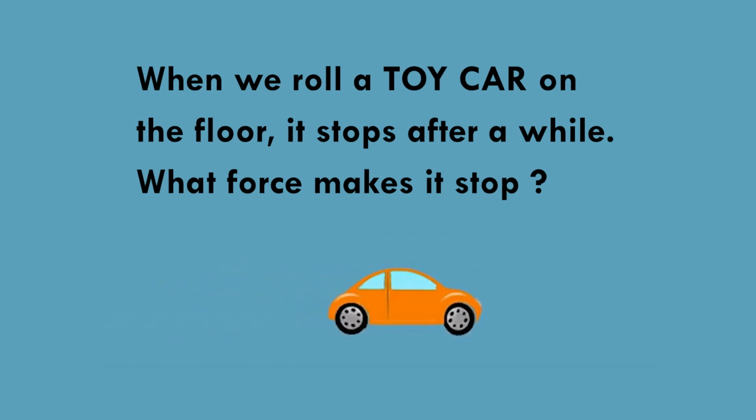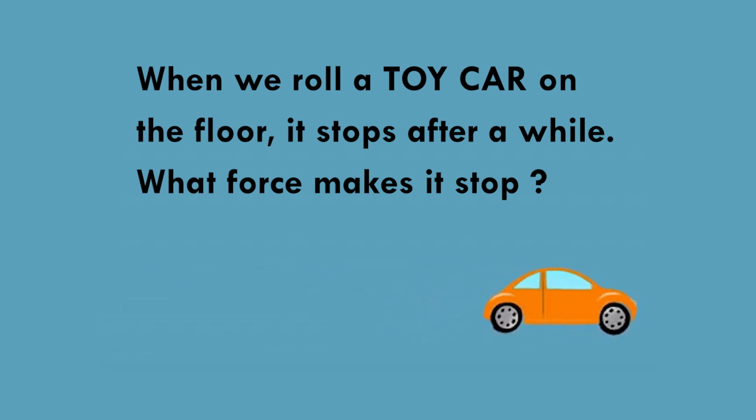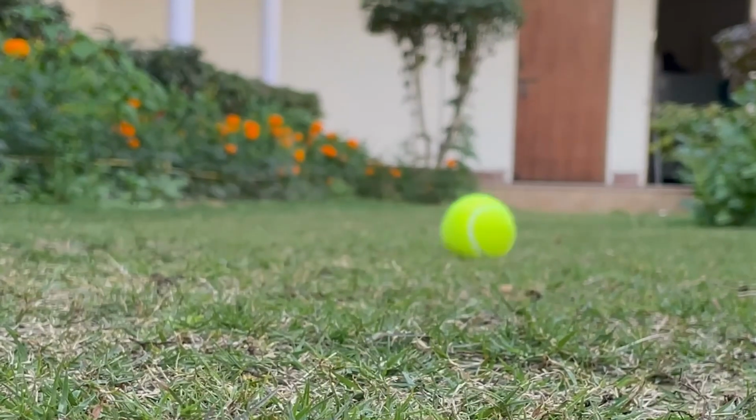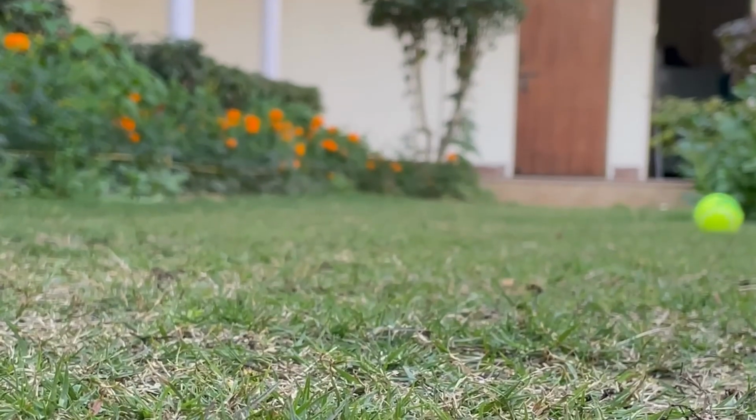When we roll a toy car on a floor or any object, a ball, it stops after a while. What is it that makes it stop? Is there a net force acting on it? Yes. Newton's law tells us yes, there must be, because if it is stopping, its velocity is changing. So, what force is that? Suppose we roll a ball. What makes it stop after a while? The ball will remain at rest unless a net force is applied to it. This is what you have learned in Newton's first law.